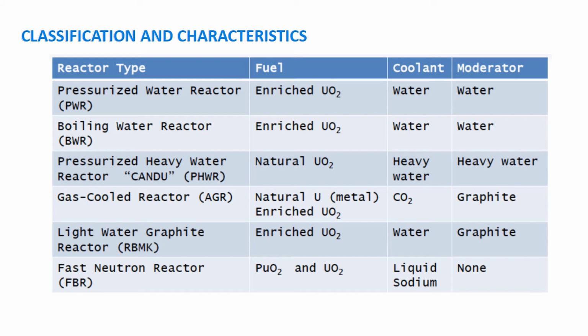For gas-cooled reactors, you can use natural uranium and then enriched uranium. The coolant is CO2, and then the moderator is graphite. For your light water graphite reactor, you can use enriched uranium as a fuel, and water as the coolant, and the moderator is graphite. And for your fast neutron reactor, you have PuO2 and UO2, and then your coolant is liquid sodium, and you don't require a moderator for your FBR.